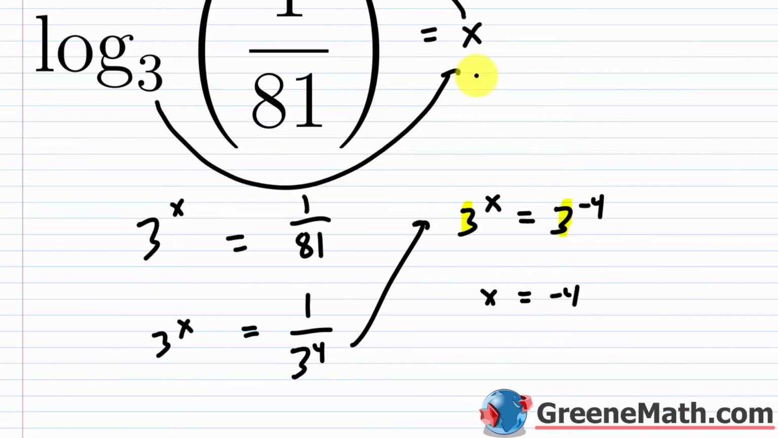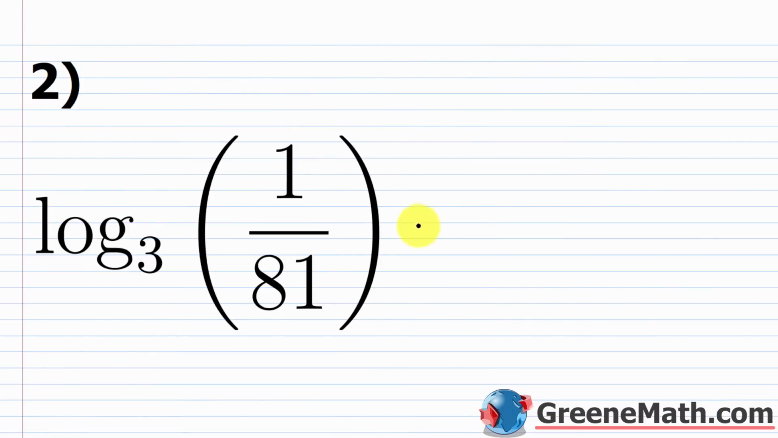So that just tells me that this right here is going to be -4. Let me erase all this so I can put this in frame. So let me say that this is equal to -4. And this one's really easy to check. You would have 3 to the power of -4 is equal to 1/81, which we know is true.